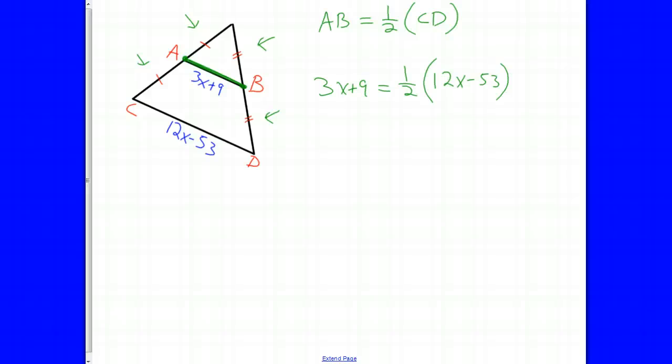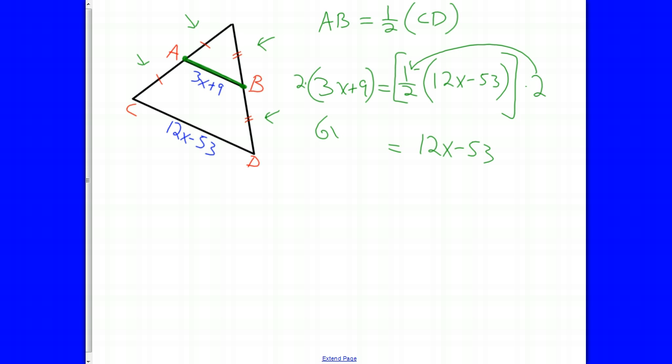The other option is to move that 1/2 to the other side by multiplying by 2. 1/2 times 2 is just 1. 1 times 12x minus 53 is just 12x minus 53. But now we got to multiply this side by 2 also. So that gives us a 6x plus 18. It just makes the algebra a little bit simpler. It avoids decimals. All right.